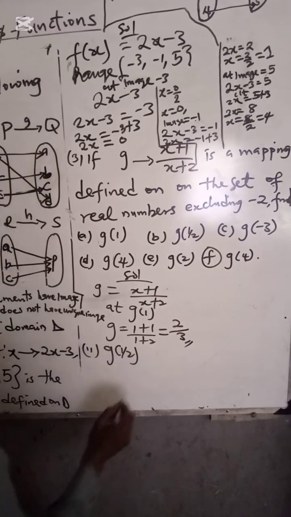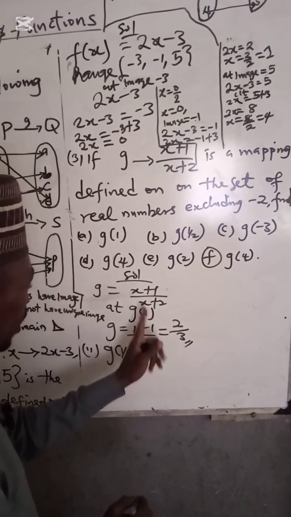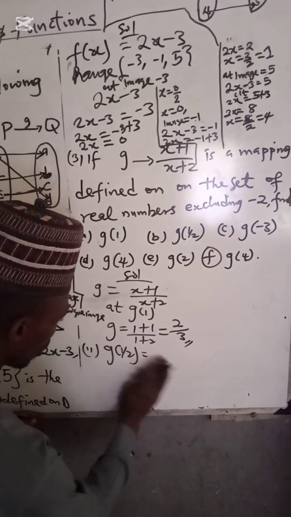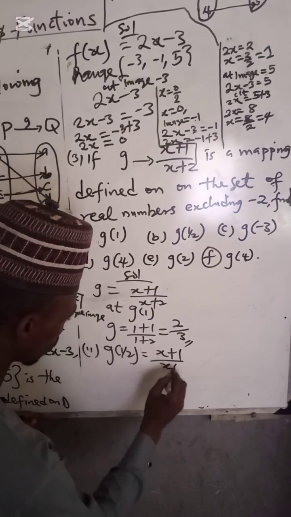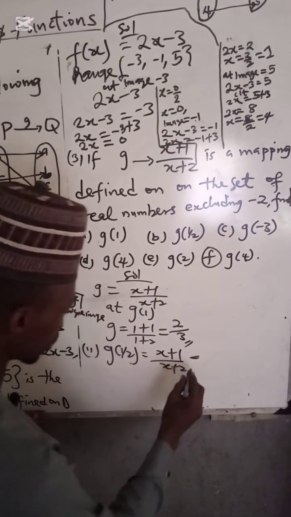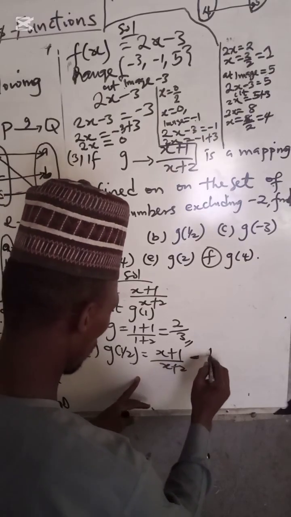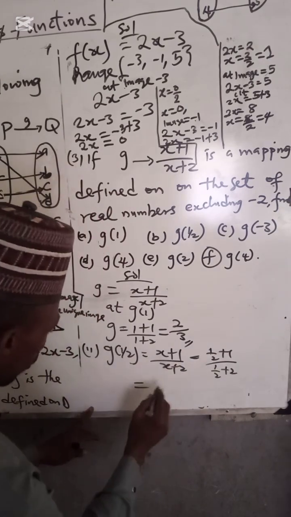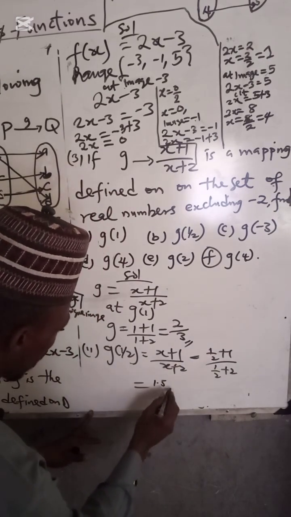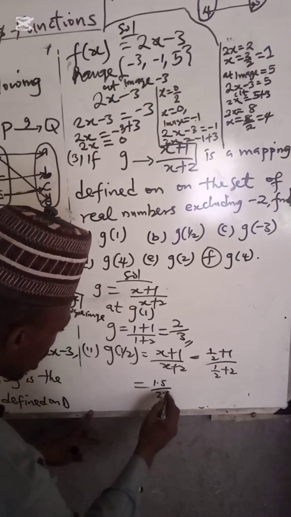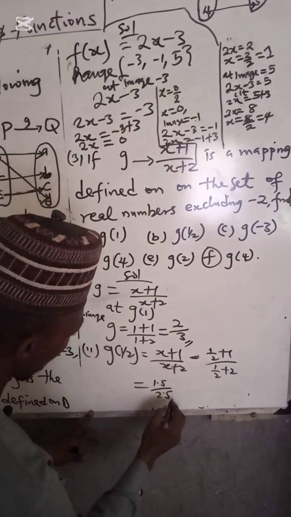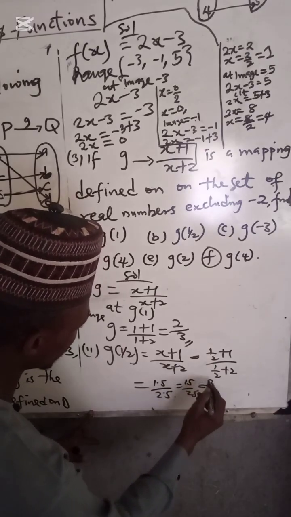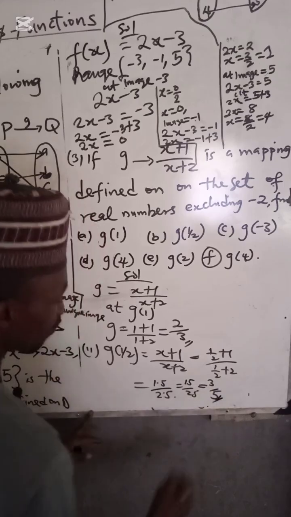The second one, G of half: anywhere you see x, replace it with half. What will be your output? So we have G of 1 over 2 equals x plus 1 over x plus 2, which gives us 1 over 2 plus 1 over 1 over 2 plus 2. This gives you 1.5 over 2.5. This is what? Or you can call it 15 over 25, which is 3 over 5.